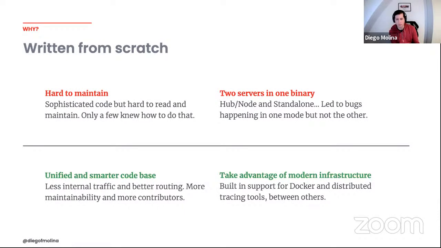And from the start, there are more people who understand how it works, and there are more people contributing to it. And together with that, the new grid is taking advantage of the modern infrastructure. So for example, you can use Docker containers out of the box. And we have distributed tracing tools. So you could see how long each request takes, and it could help you to find issues with slowness or where things are getting blocked.